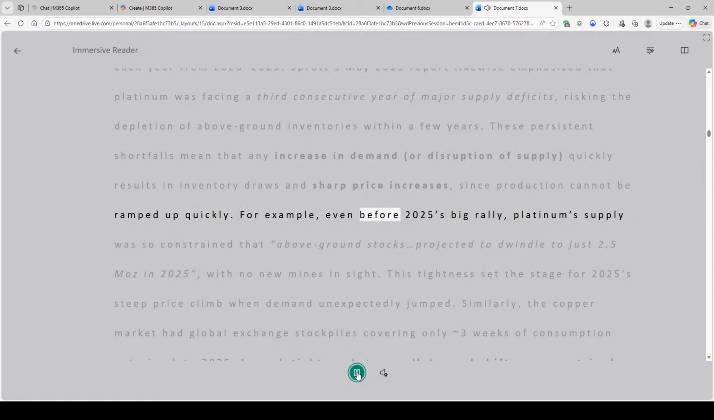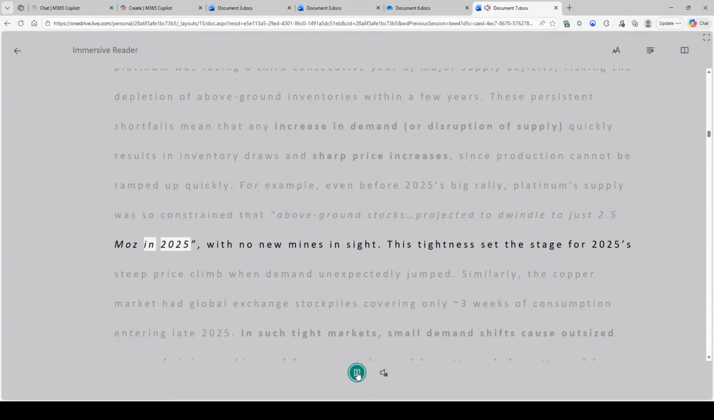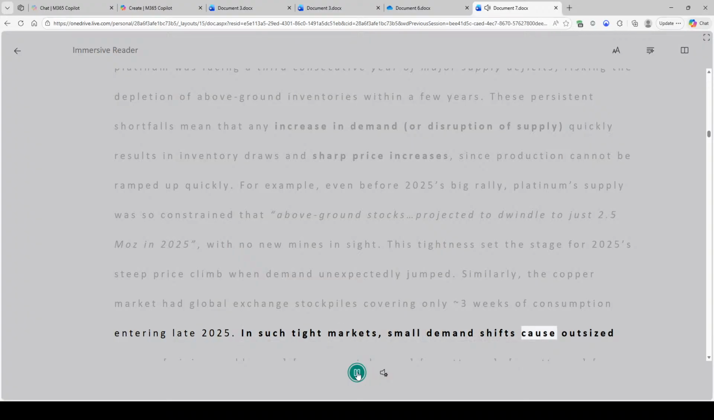For example, even before 2025's big rally, platinum's supply was so constrained that above-ground stocks were projected to dwindle to just 2.5 million ounces in 2025, with no new mines in sight. This tightness set the stage for 2025's steep price climb when demand unexpectedly jumped. Similarly, the copper market had global exchange stockpiles covering only 3 weeks of consumption entering late 2025. In such tight markets, small demand shifts cause outsized moves.